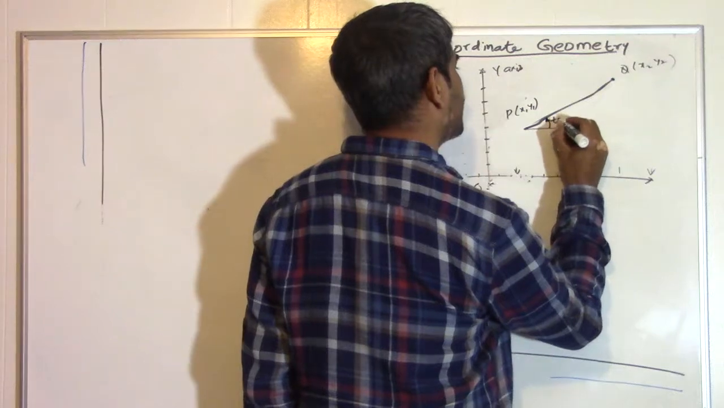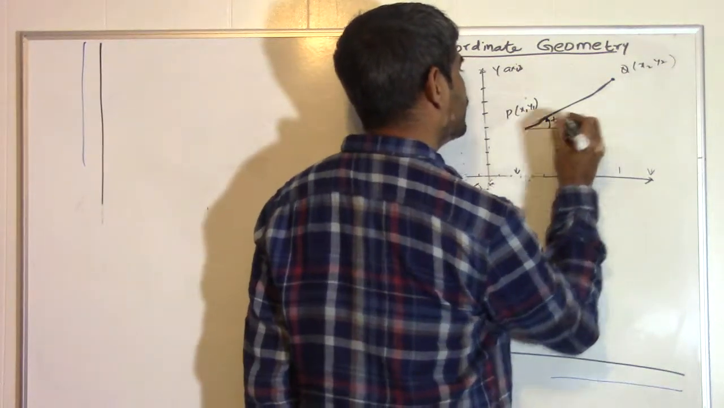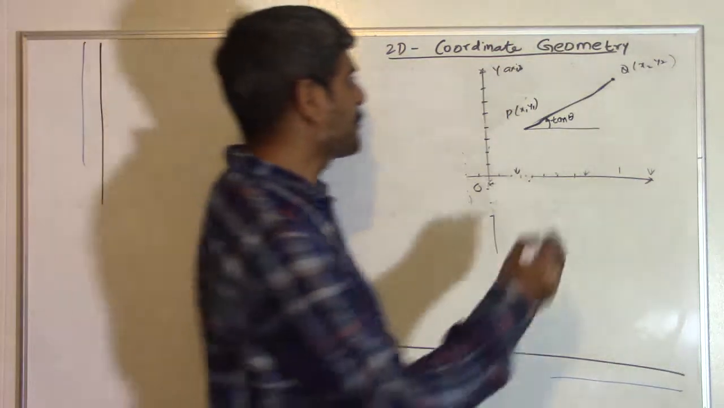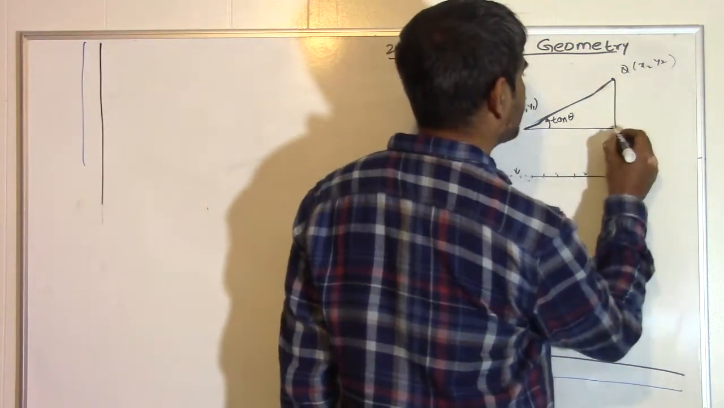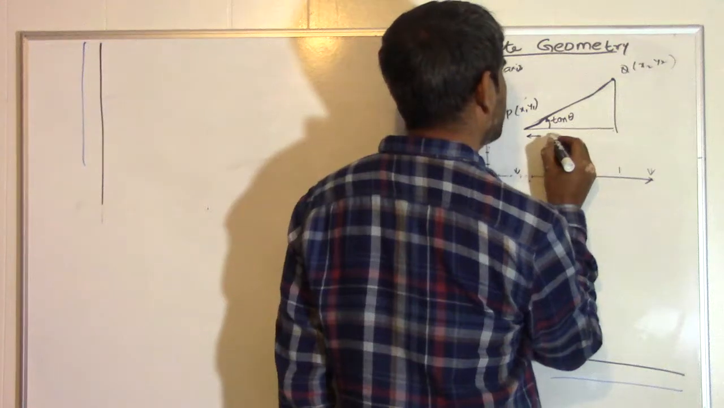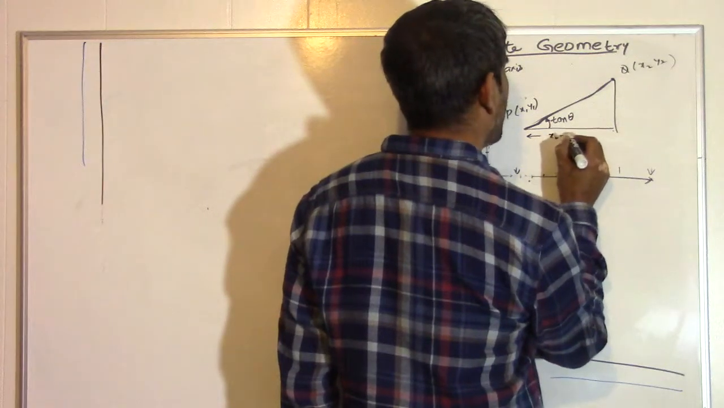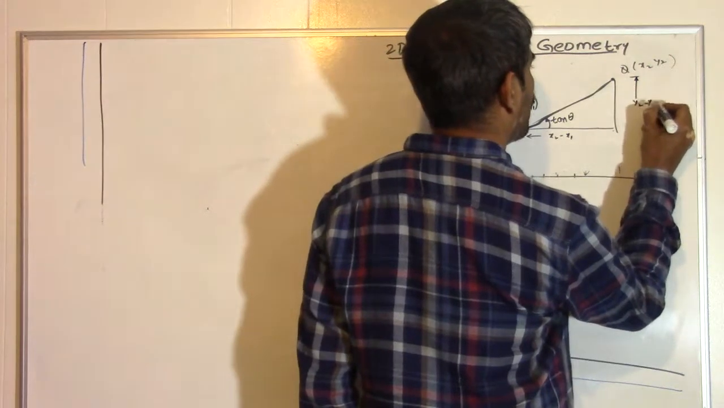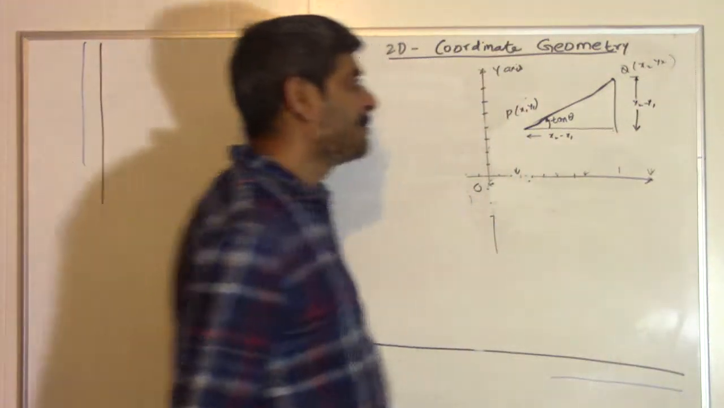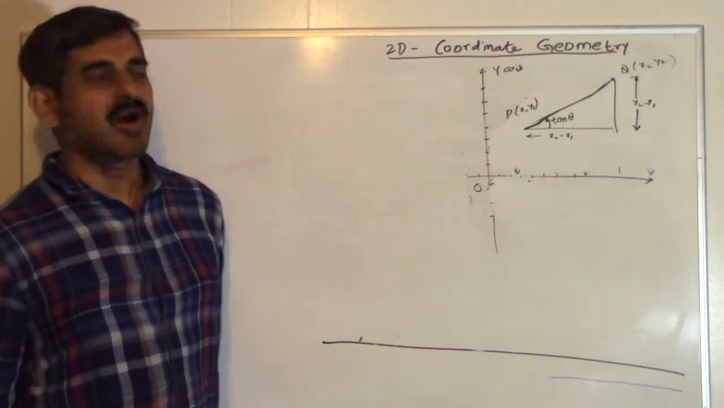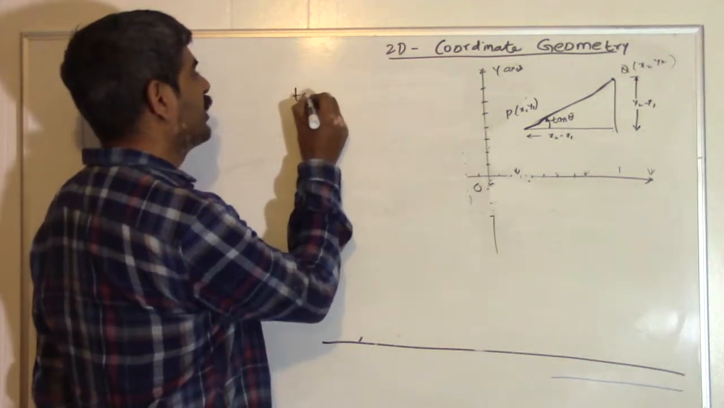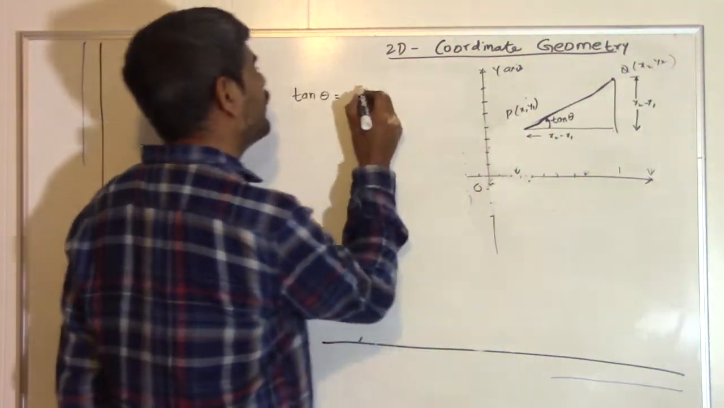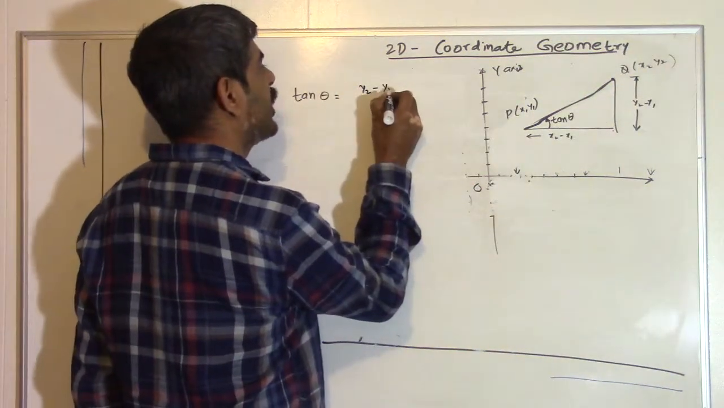Let us call this angle theta, and we are interested in finding out the value of tan theta. And we already have seen earlier that this distance is x2 minus x1 and this distance is y2 minus y1. And from here we can find out the value of tan theta, and that will be equal to y2 minus y1 divided by x2 minus x1.